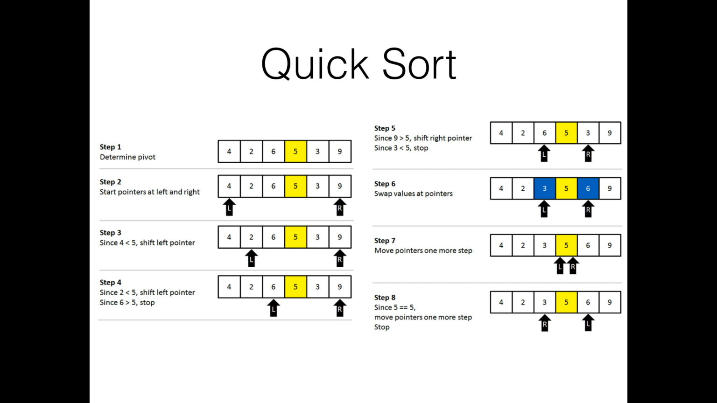Once the left and the right pointers have passed each other, your partition operation is done. And now, as you can see, relative to 5, all the values before 5 are less than 5, and all the values after 5 are more than 5, right? So that's the result of the partition operation. Then you apply the same algorithm to the first half of the array, the first 3 elements, and then the last 2 elements. And you keep doing that till you get to a point where everything is sorted.